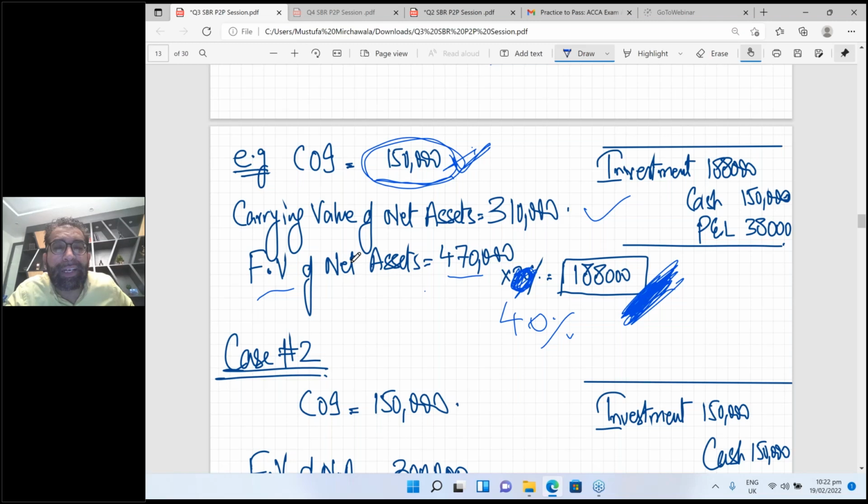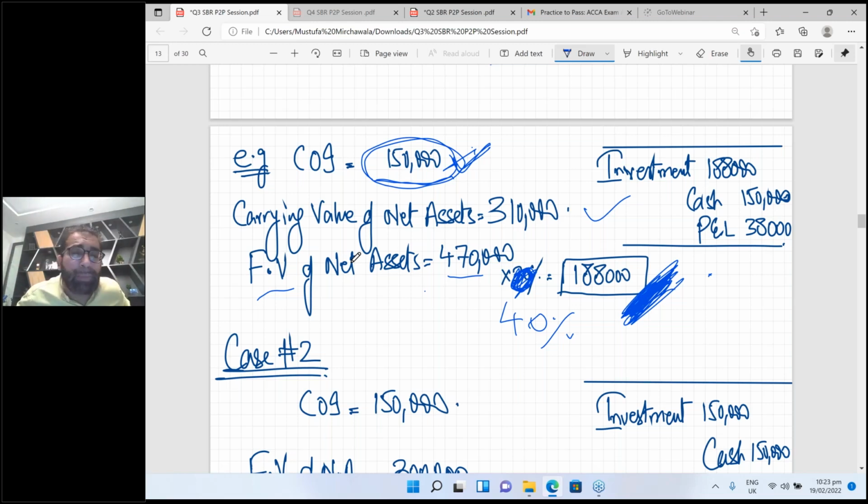Gain on bargain purchase immediately goes in PNL. So this is the treatment at initial recognition, when there is a difference between your COI and the fair value of net assets multiplied by your share. Then you have to book a goodwill or gain on bargain purchase.